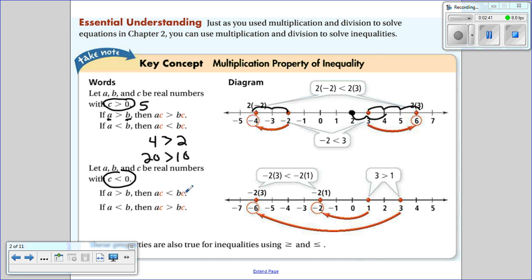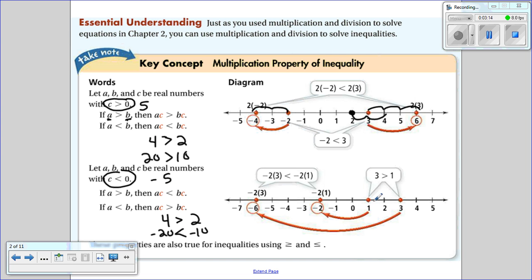When you multiply by negative numbers, the sign switches. Okay? And so here's what happens. Let's use those same numbers, 4 and 2. 4 is greater than 2. If we multiply by -5, 4 times -5 is -20, and 2 times -5 is -10. Now what happens there is the sign switched, and now -20 is less than -10.